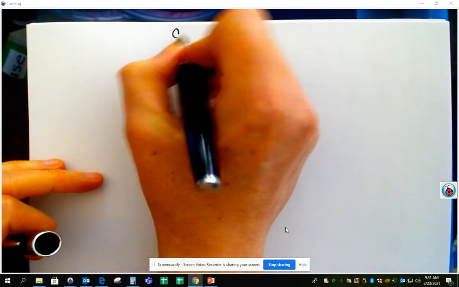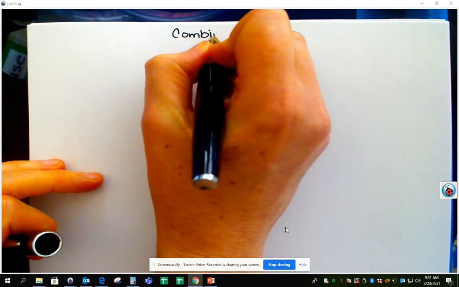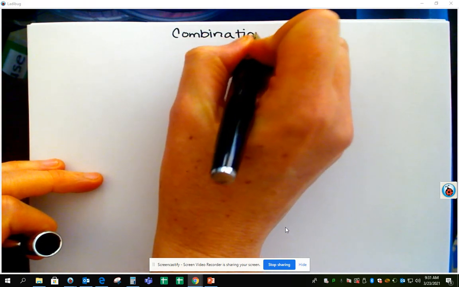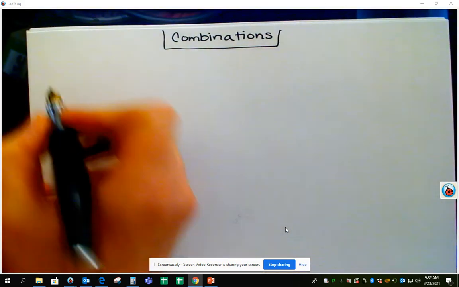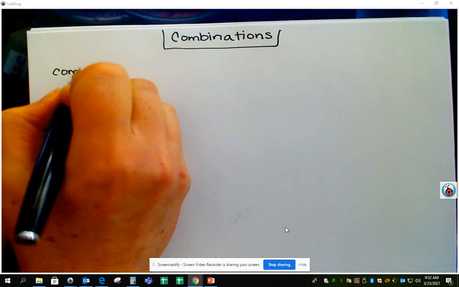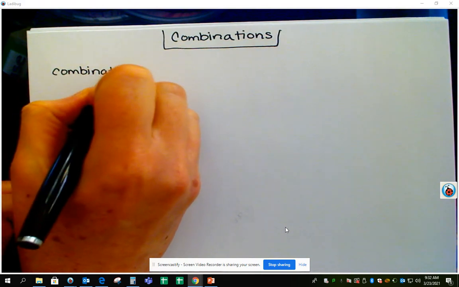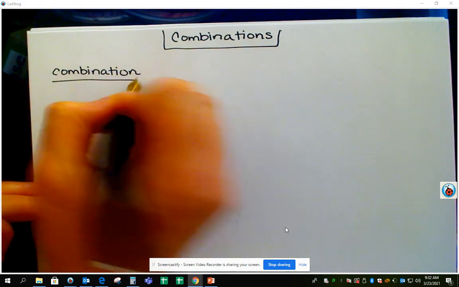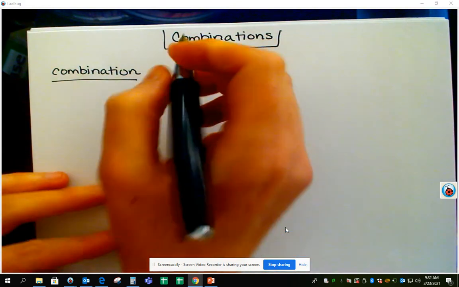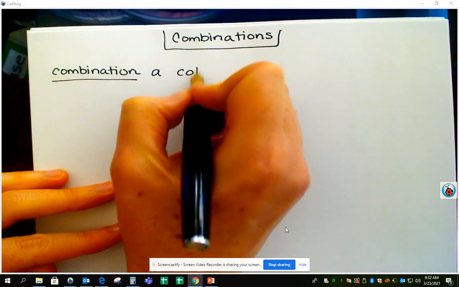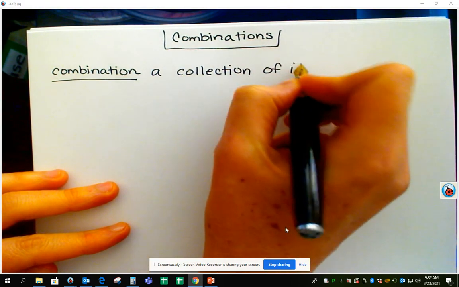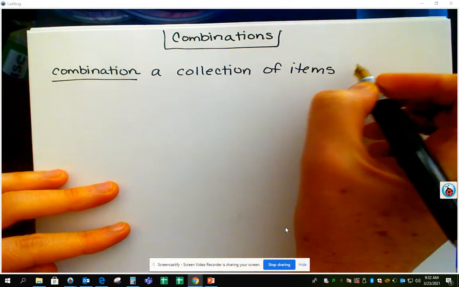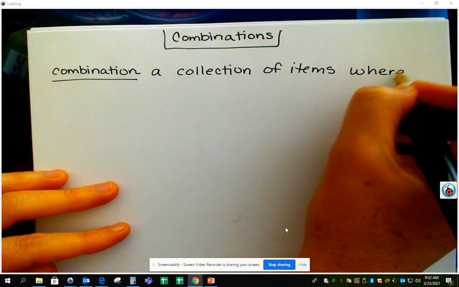Hey guys, today we're going to be learning about combinations. And we're going to start with a quick definition of what a combination is. So for our uses today, a combination is a collection of items or people or whatever we're talking about where order doesn't matter.